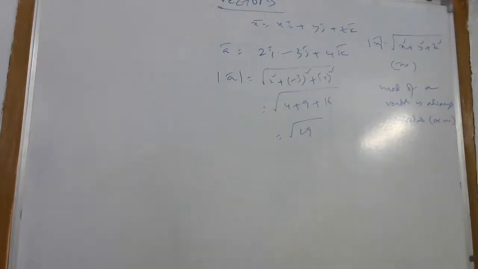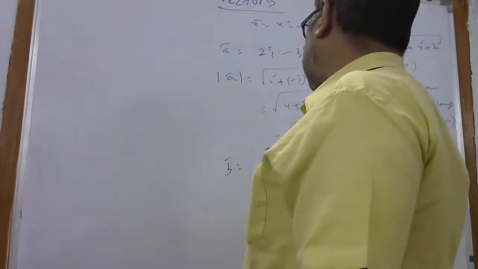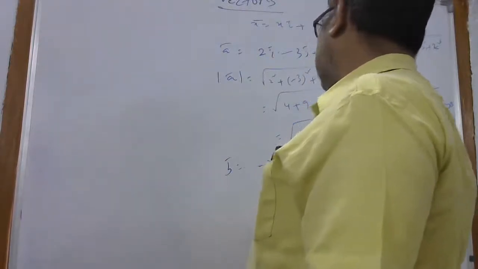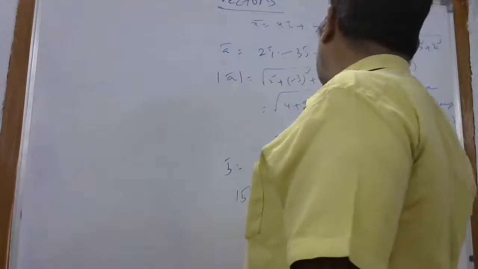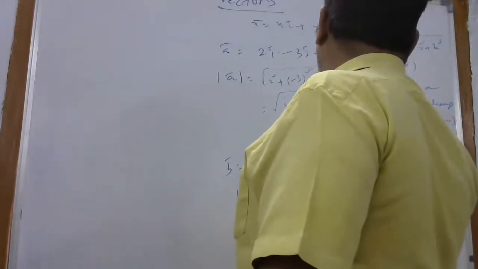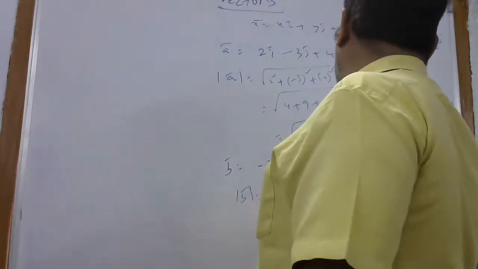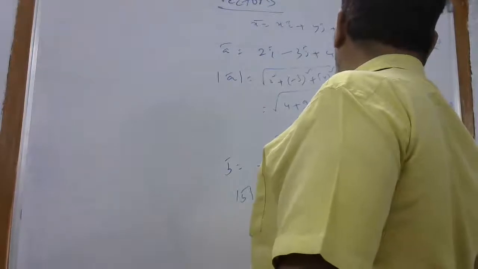Clear, beta? Now you take b bar, suppose, minus 3i bar, minus 5j bar, minus 6k bar. So mod b bar I want. Root over minus 3 whole square plus minus 5 whole square plus minus 6 whole square, which is 9 plus 25 plus 36, root 70.